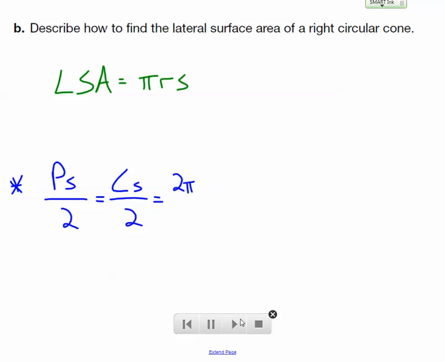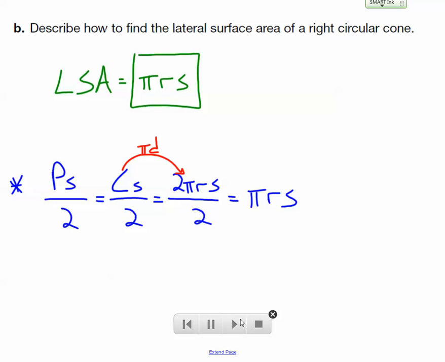The circumference of a circle is 2 pi r. Where did I get 2 pi r? Because circumference is pi d, and diameter is 2 radiuses. And then those 2's would cancel out and leave us with pi r s. So that's where it's coming from. It's basically the same formula. It just is different for a cone because it's a circular base.